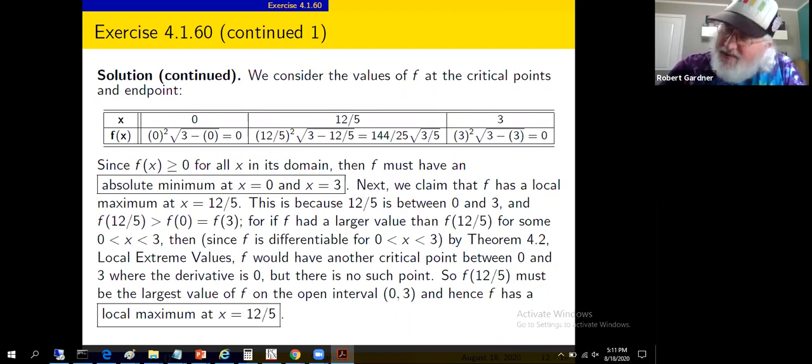So that's the somewhat involved argument that it must be that 12/5 is the largest value of the function on the open interval from 0 to 3. So there's you an open interval where this is a local maximum. So we've got a local maximum at x equals 12/5. For fans of ugly numbers, that's the local maximum.